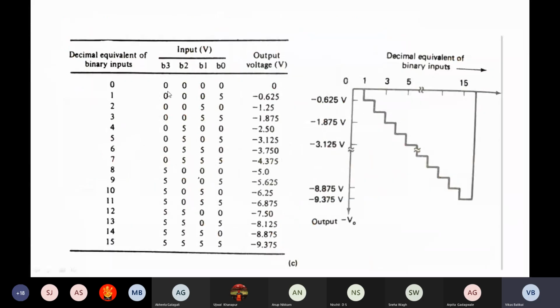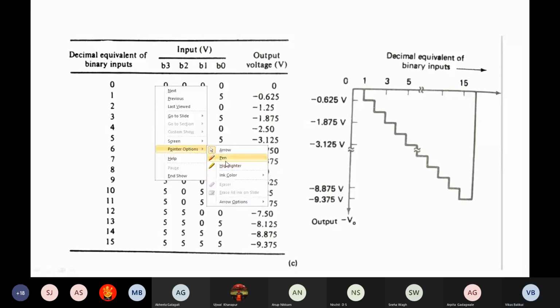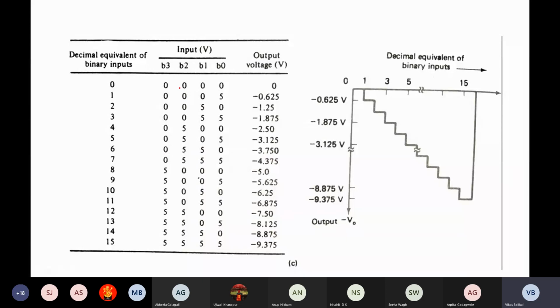So right from this conversion, initially everything is 0, then B0 is 5, then B1 is 5. So why am I making B1 as 5? This combination is exactly you counting the binary numbers from 0 0 0. So 0 0 0 0 is 0, 0 0 0 1 indicates 1, 0 0 1 0 indicates 2.